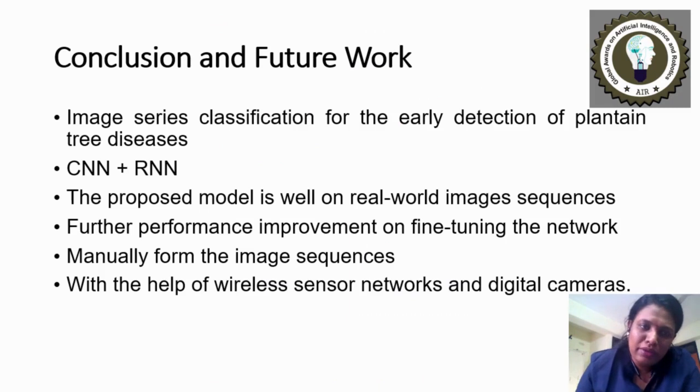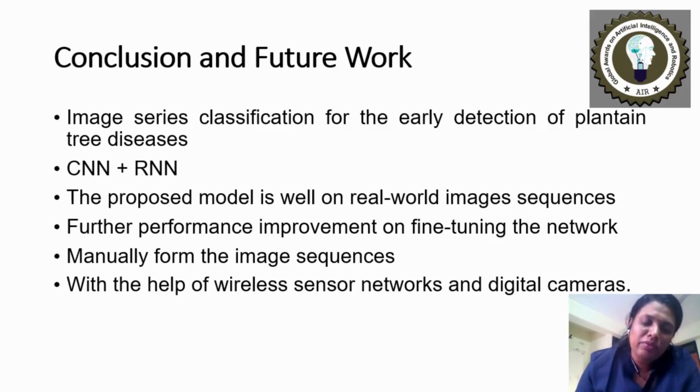And we are going to conclude. Our model helps to identify the diseases at the early stages itself, and we are incorporating CNN and RNN. CNN is for spatial image processing, and RNN is the sequential classifier for analyzing the sequential characteristics. Currently our model works well on real world image sequences, but we didn't fine tune the model based on the previously set hyperparameters. We experimented and compared the results. The next thing is that we can improve the performance by fine tuning the networks.